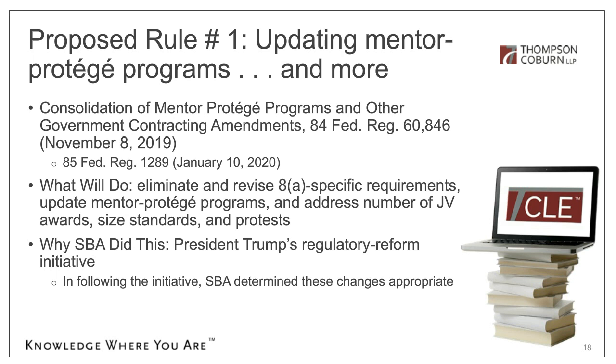This is another one where the agency said, we're doing one thing, consolidation of mentor-protege programs in this rule, and then we're also addressing other government contracting amendments. Again, this is another rule where that other government contracting amendments language is really relevant. There's a lot of stuff there that could impact companies beyond the mentor-protege programs. So companies who are not a mentor, who are not a protege, who do not intend to be mentors or proteges, companies that are small, companies that are large, are going to be potentially impacted by this rule.